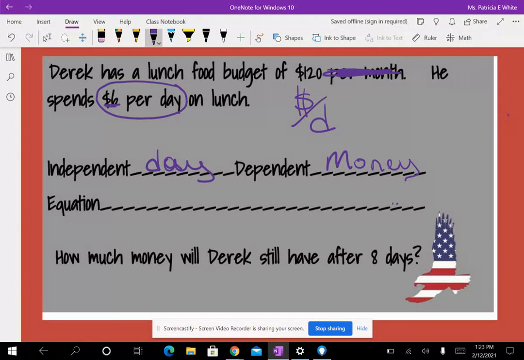6 is going to be the rate, and 120, well, that's where he's starting at, right? He's got 120. Now, what's going to happen to that 120? Every time he spends $6, it's going to decrease, right? So we've got to think about that rate as being a -6 since it's going to be decreasing. So my equation, money, is going to equal -6 times every day plus that 120. So you've got to have -6 plus 120.